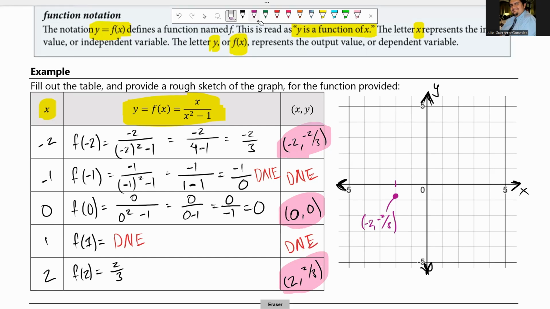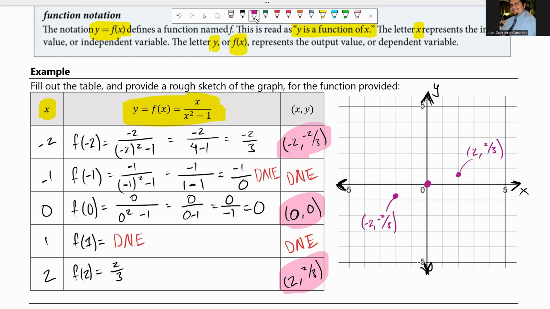The next point is 0 comma 0. That point right there. Simple enough, right? The next point is 2 comma 2/3. 1, 2, 2/3, bam, right there. This point is 2, 2/3.